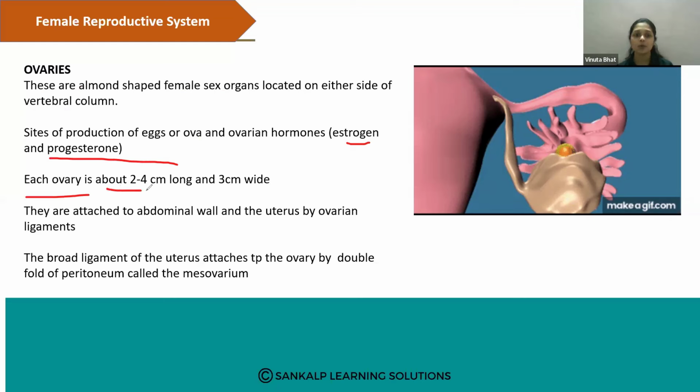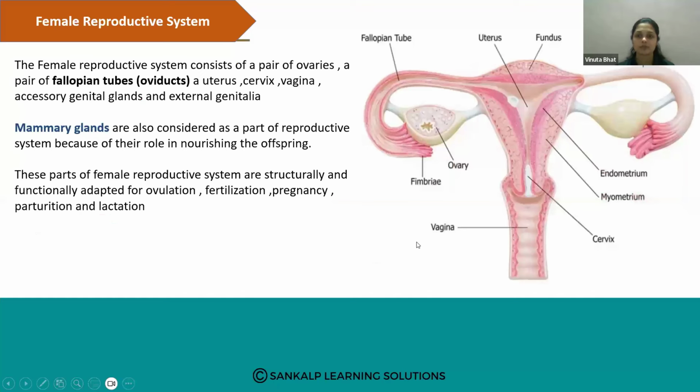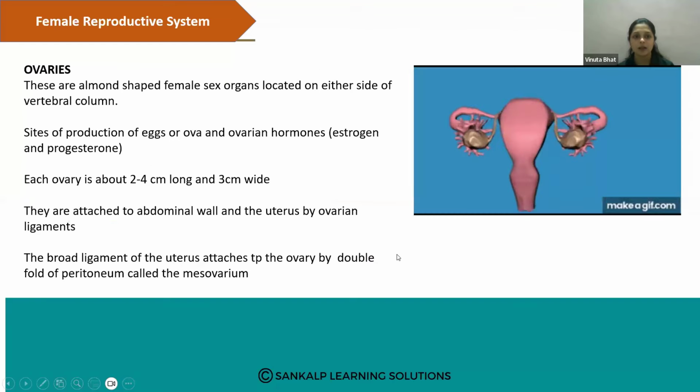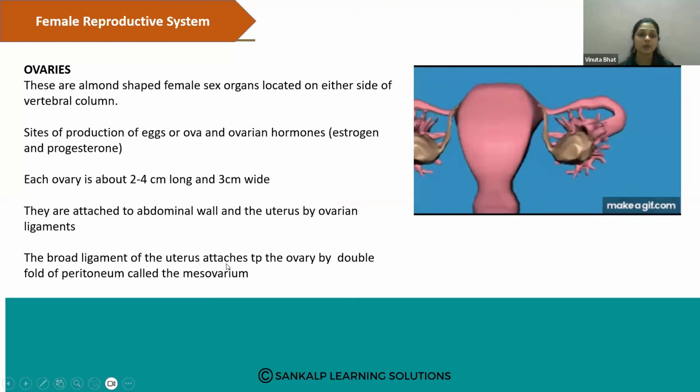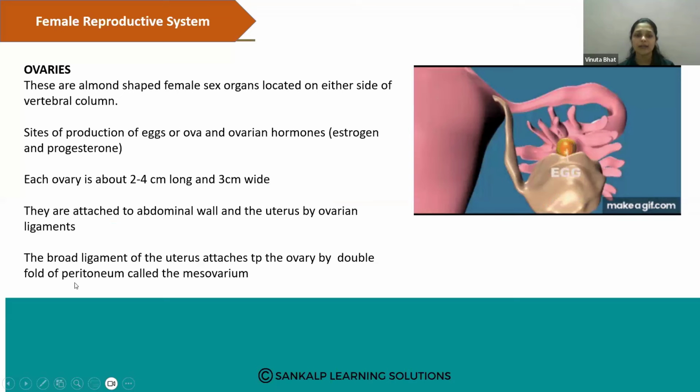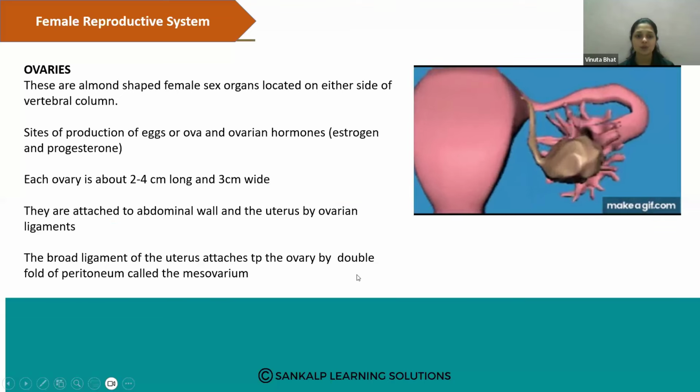Each ovary is about 2 to 4 centimeters long and 3 centimeters wide. So that is the dimension of the ovary, and they are attached to the abdominal wall and the uterus by ovarian ligaments. So here you can see how the ovary is attached. Here the ovary is attached to the uterus and the oviduct by the ovarian ligament, by connective tissue. And the broad ligament of the uterus attaches to the ovary by a double fold of the peritoneum called mesovarium.